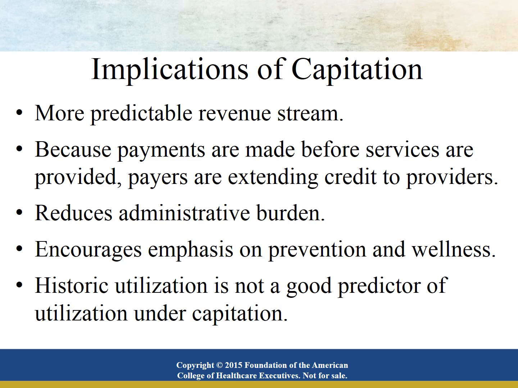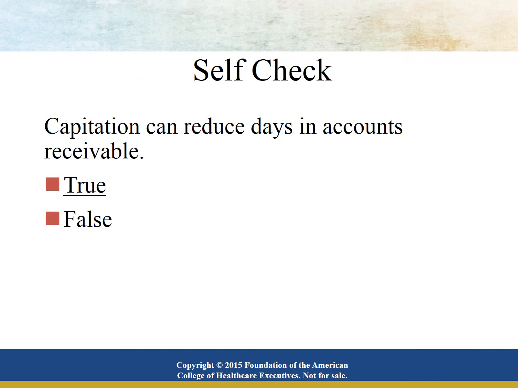Historic utilization is really not a great predictor under capitation. It's what you've got to start with, but as you move more into prevention and wellness, your cost stream will change, and at some point you should drive down utilization of acute care services or hospital-based services. Capitation can also reduce days in accounts receivable. That is true. You don't really have days in accounts receivable because you're not billing. You're getting a flat check every month for the services, and you don't need to send out bills anymore.